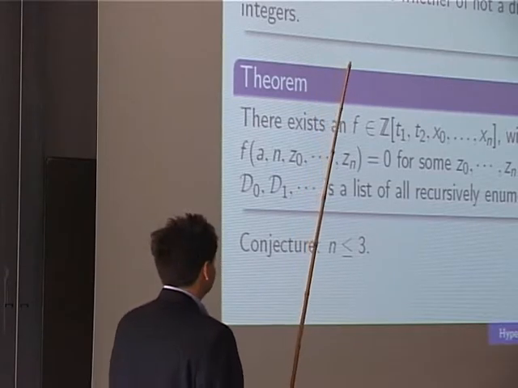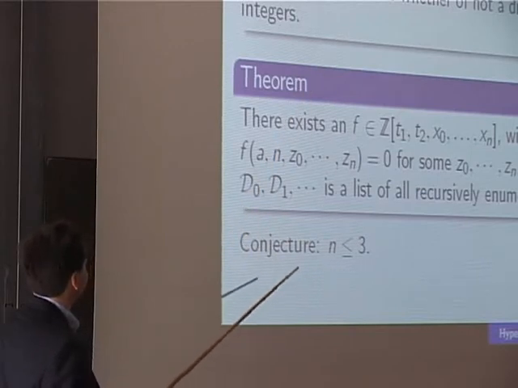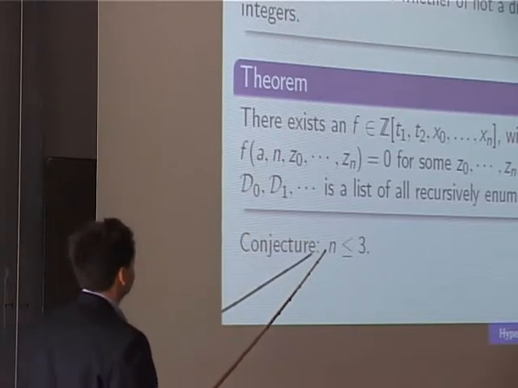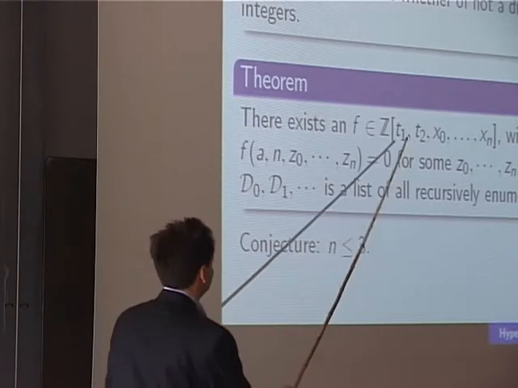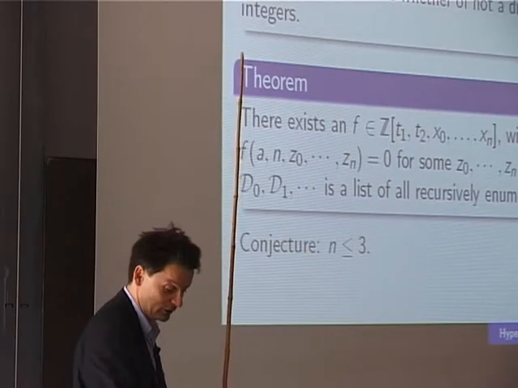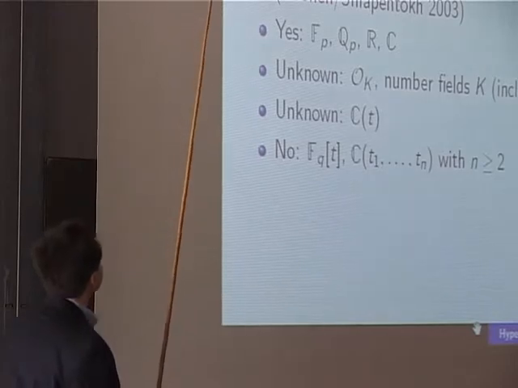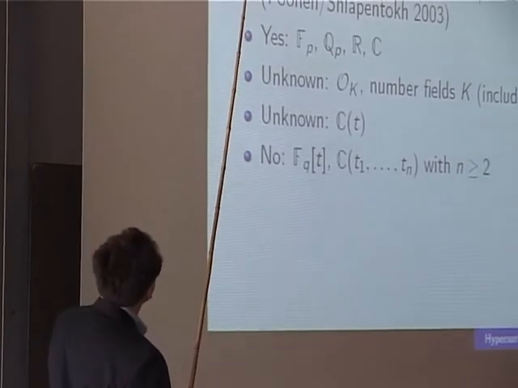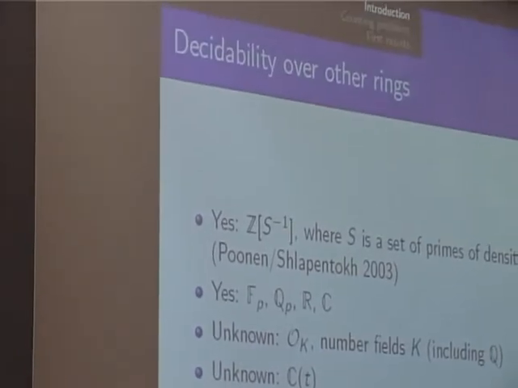Well, in any event, a conjecture formulated in this paper is that you can pick n to be less than or equal to 3. So very few variables will suffice to deal with all of mathematics. Now, you could also ask what happens over other rings.